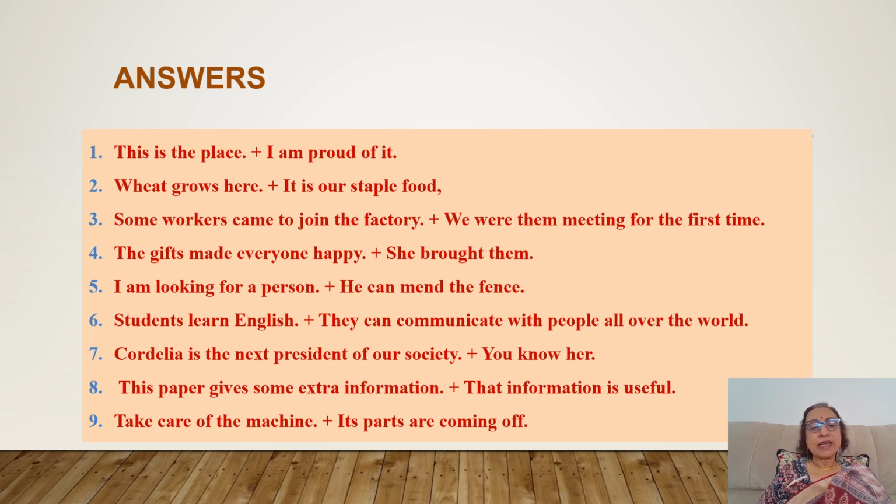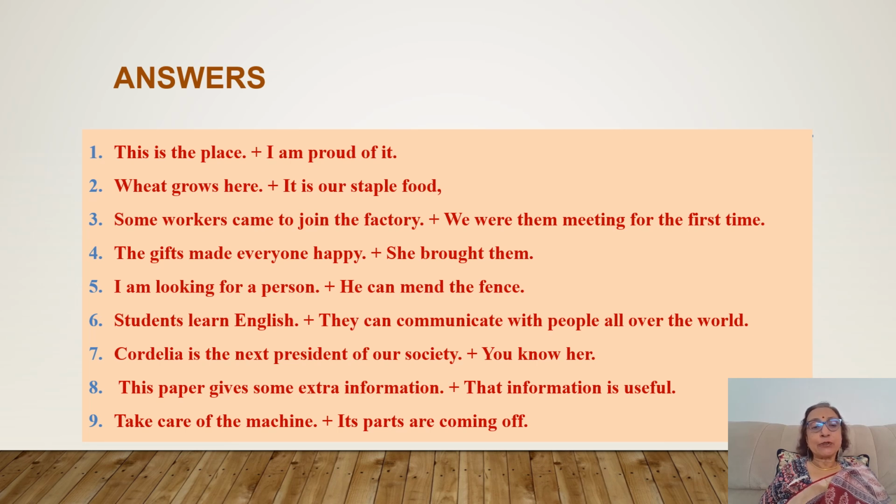The gifts made everyone happy. One sentence. She bought them. So here, the gifts and them is the common. She is not there anywhere. Everyone is not there anywhere. Only gifts and them are there. The gifts which she bought, because which we used, made everyone happy.